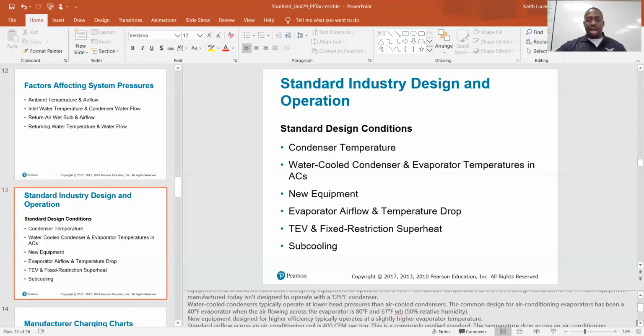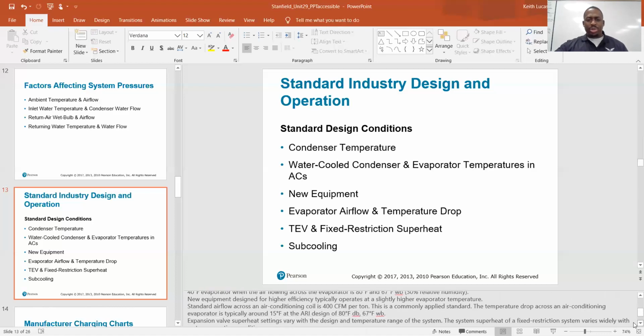Water-cooled condensers typically operate at lower head pressure than air-cooled condensers. The common design for air conditioning evaporators has been 40 degrees Fahrenheit, when the air flowing across the evaporator is 80 degrees Fahrenheit and 67 degrees wet bulb. New equipment designed for higher efficiency typically operates at slightly higher evaporator temperatures.